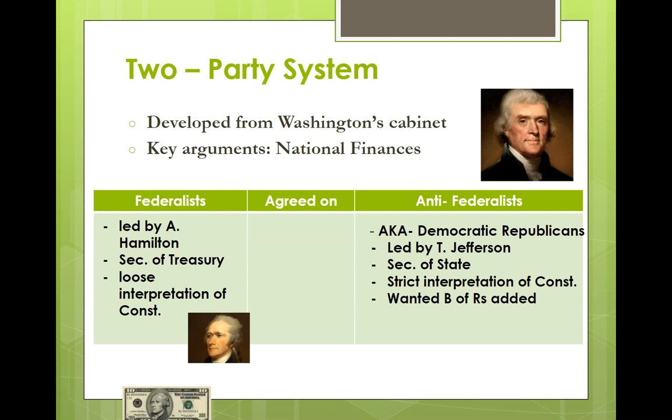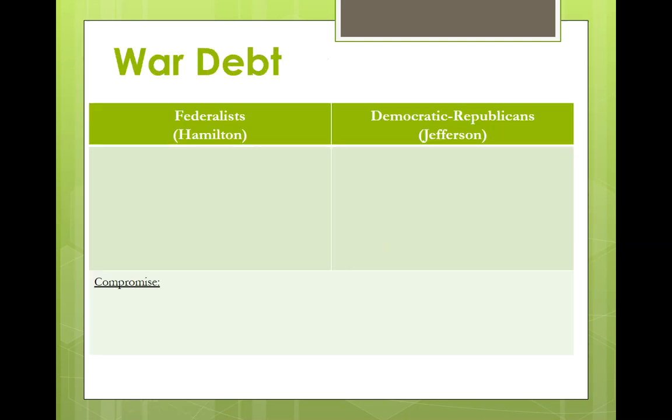Remember, the Federalists favored a strong central government, whereas the Anti-Federalists were more about states' rights and state power. One of the main arguments that they had, though, was how to pay off war debt. So let's look at a couple of things as far as the differences between these groups and some of the arguments that they had early on. Of course, the first thing is going to be war debt, and the Federalists had a plan, and the Democratic Republicans or Anti-Federalists had a plan as well.